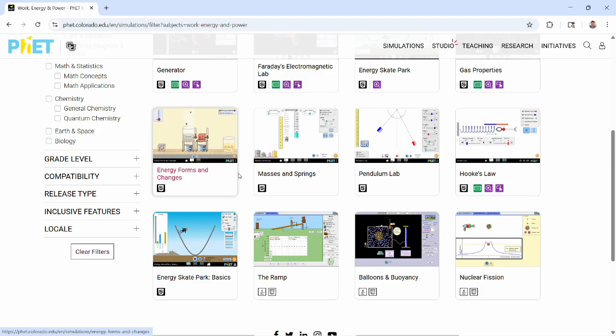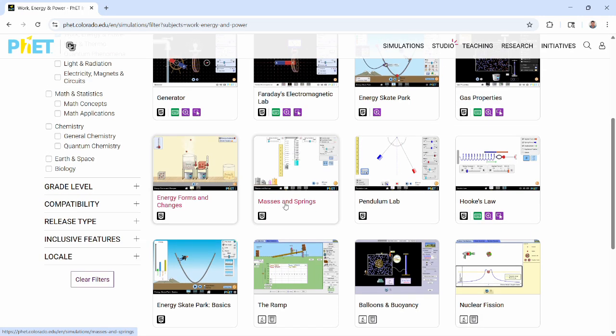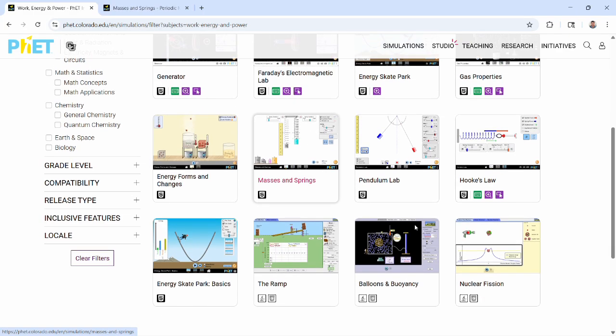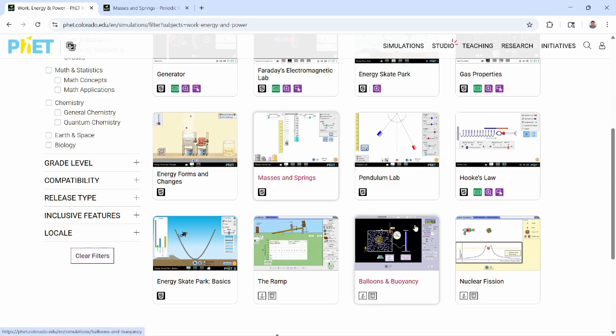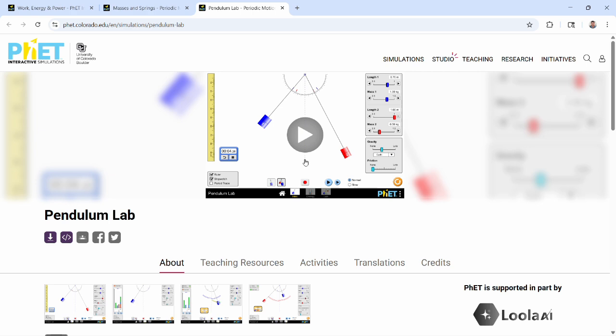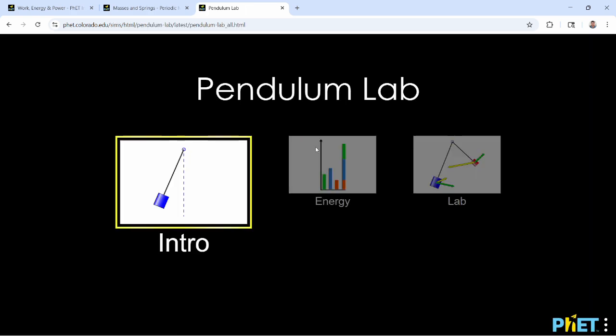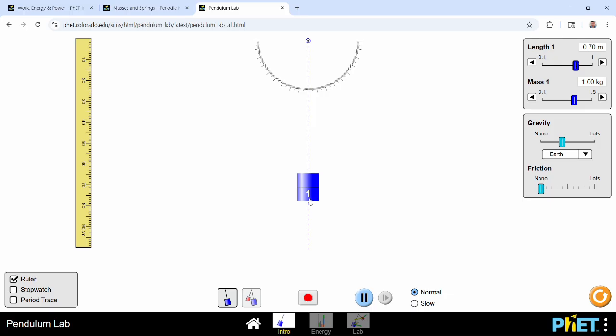So what I want you to actually spend more time with is the Masses and Springs simulation. So let me open it, but I'll go to that later. And the other simulations that you might find useful are Pendulum Lab. I do think I use this later on when we get to oscillations. There are even some homework questions that use this. So you will see this again later on.